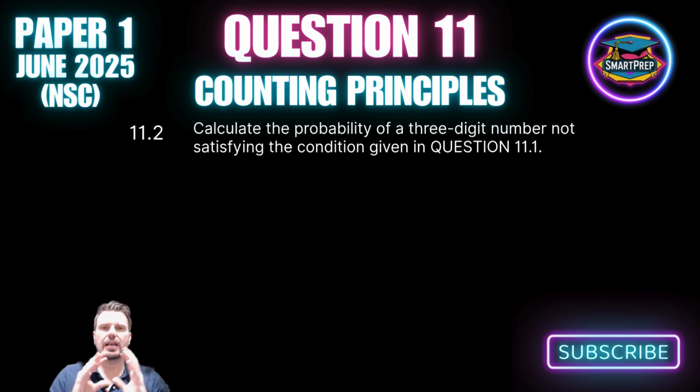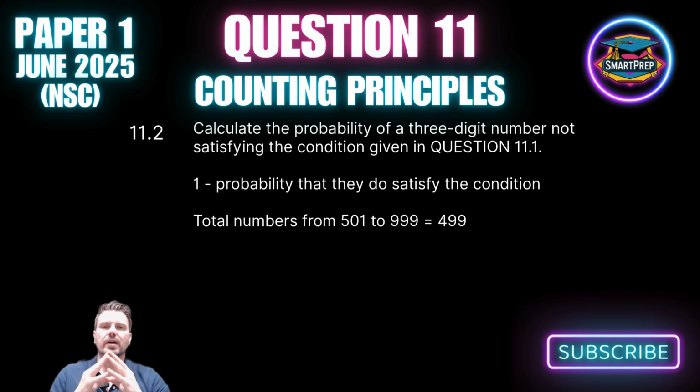Okay, so question 11.2 asks, calculate the probability of a 3-digit number not satisfying the given condition in question 11.1. So if it's not satisfying the condition, all we need to do is calculate the probability that they do satisfy that condition and then subtract from 1.